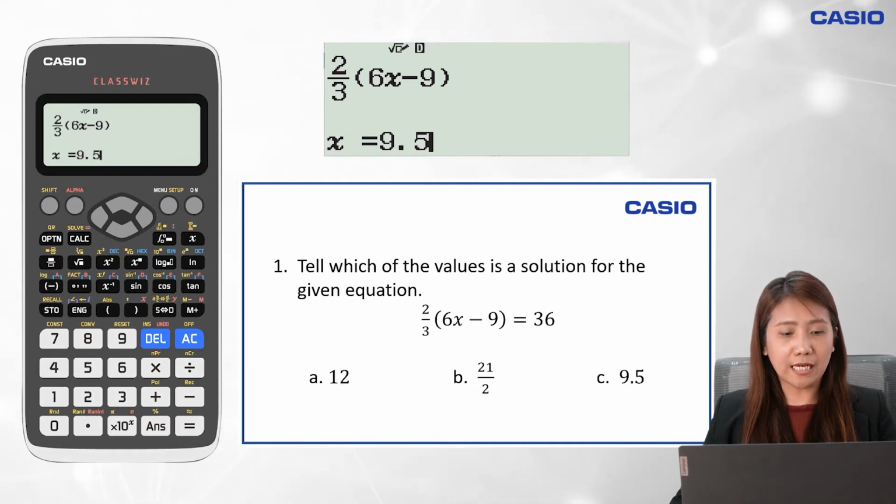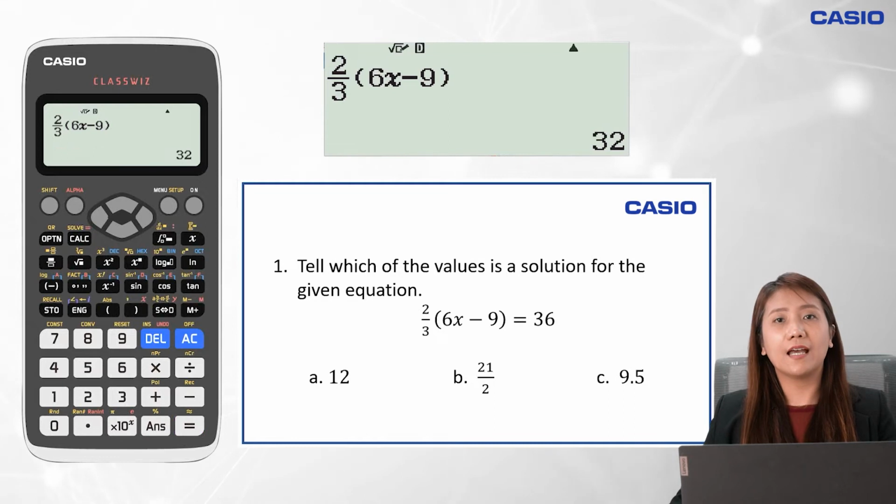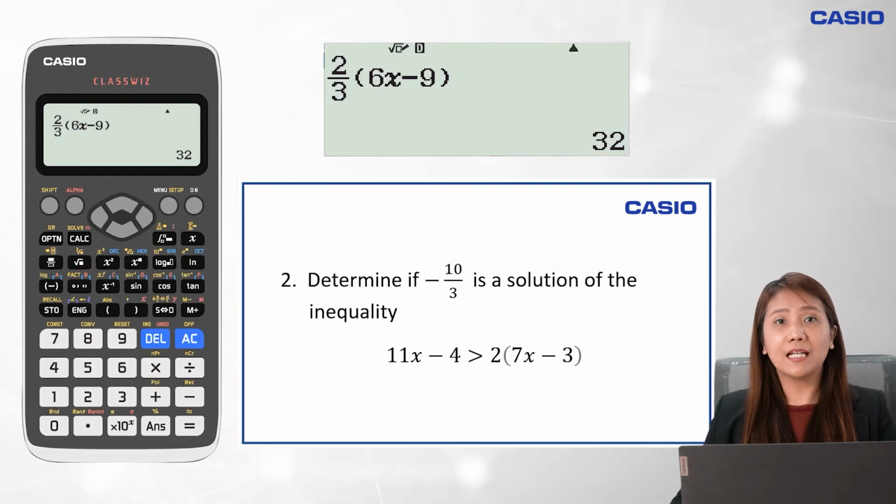We press equal sign twice. And the value of the first side is 32, which is not the same as the second side, so 9.5 is not a solution. Let's go to another example. This time, let us determine if negative 10 over 3 is a solution of the inequality 11x minus 4 is greater than 2 quantity 7x minus 3.